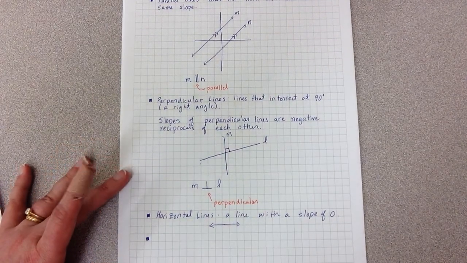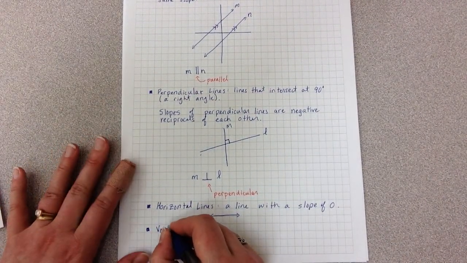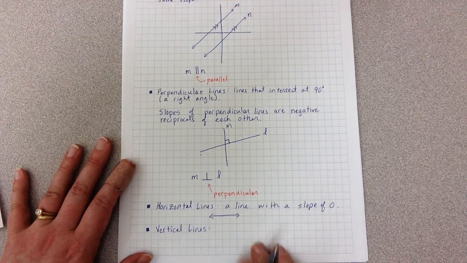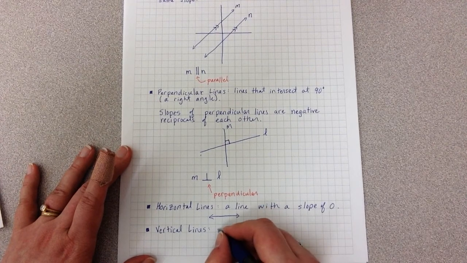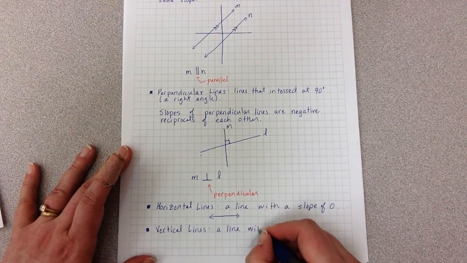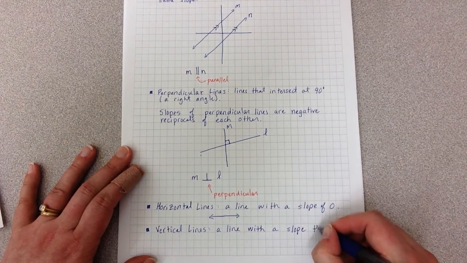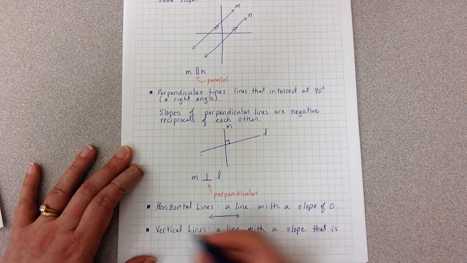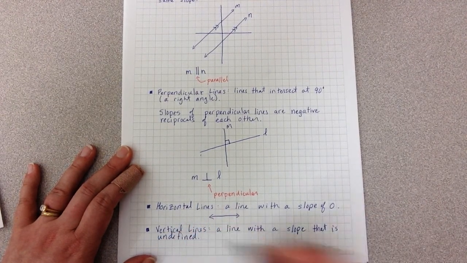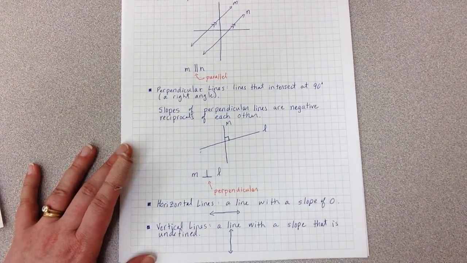And the other kind of line that have a nice relationship are vertical lines. And these are a line with a slope that is undefined. And these go straight up and straight down.